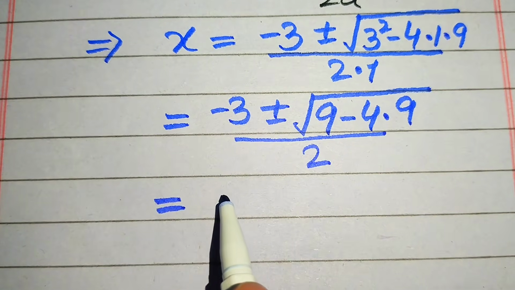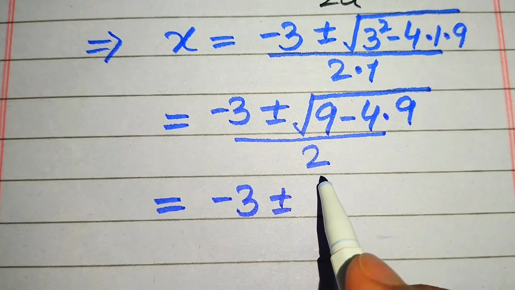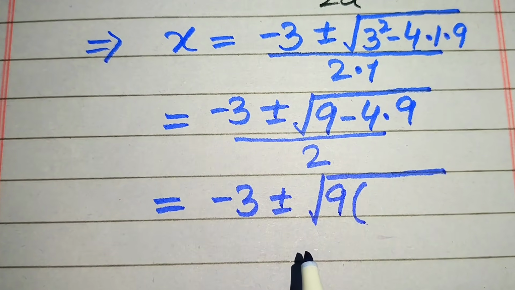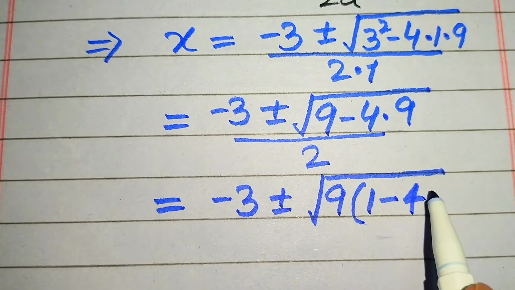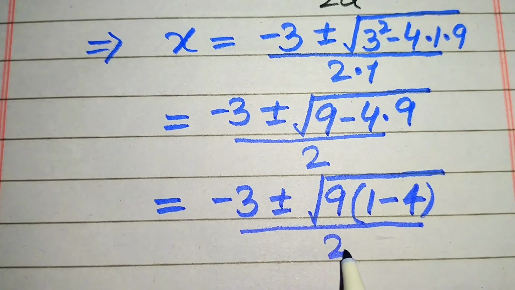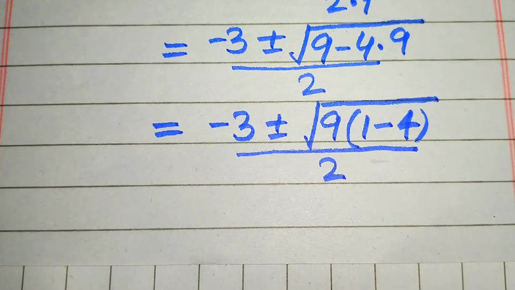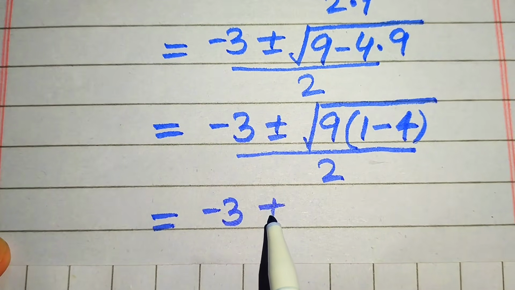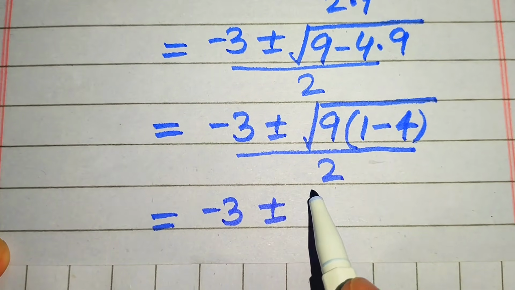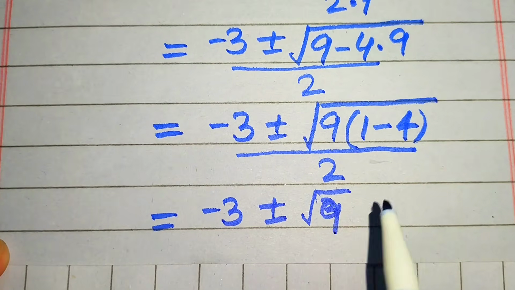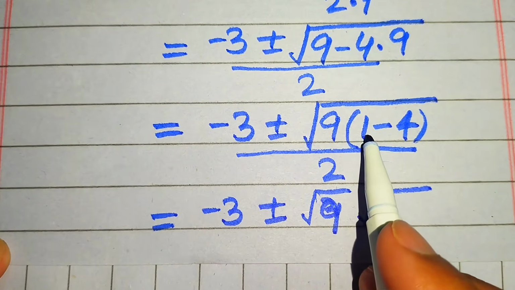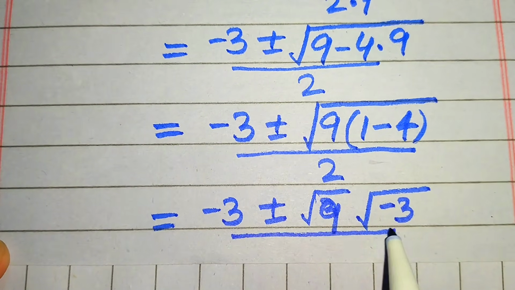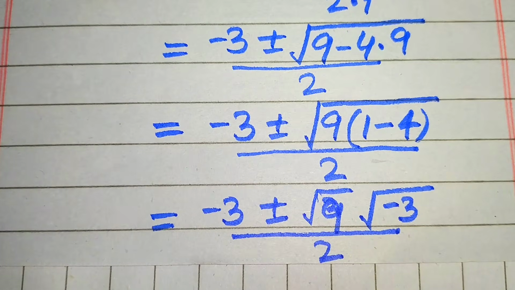Now we focus inside the square root sign. We have minus 3 plus minus square root of, where we take 9 common inside the square root sign, and the remaining values are 1 minus 4, divided by 2. In the next step we apply the square root separately on both of these values, and we get square root of 9 into square root of 1 minus 4. We know that 1 minus 4 becomes minus 3, divided by 2.